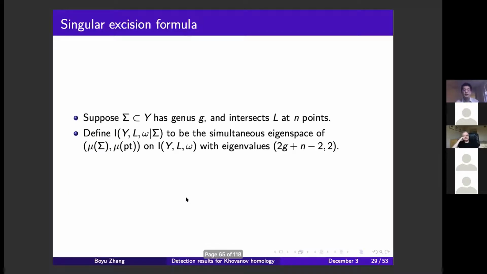So similar to the setup of the previous excision formula, if we have a surface sigma in Y that may or may not intersect the link, we can define the two operators mu sigma and mu point, and we can define the simultaneous eigenspace of these two operators with eigenvalues 2g plus n minus 2 and 2 as a particular subspace of the singular instanton Floer homology group associated with the surface sigma.